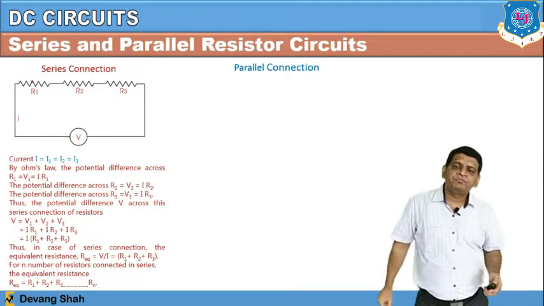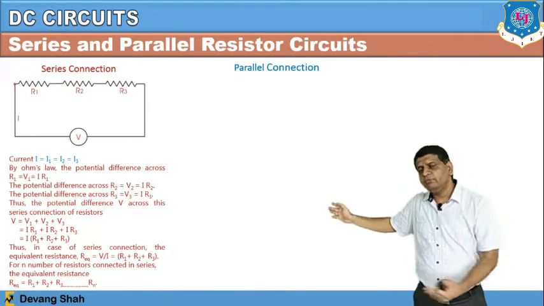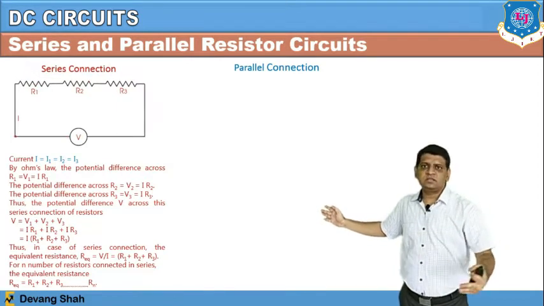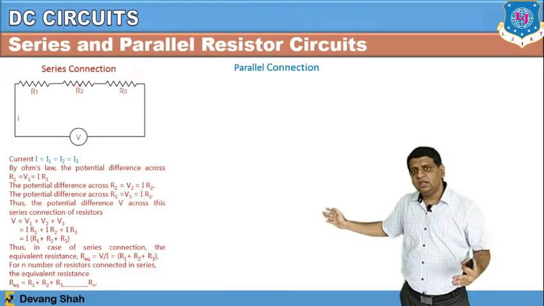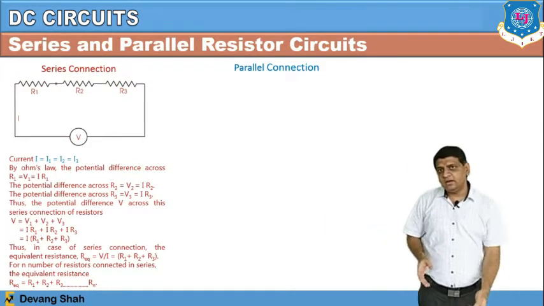From this figure you can check this. If you add n number of resistances, you will find the total series resistance is R1 plus R2 plus R3 and so on up to Rn, right? Now the same case applies to parallel resistance.